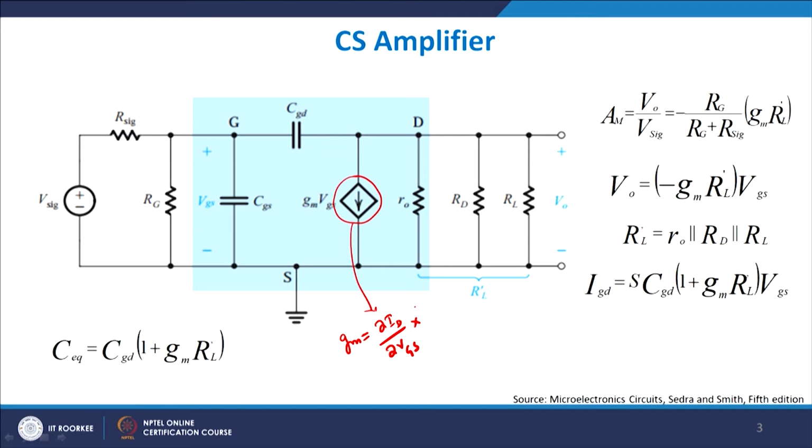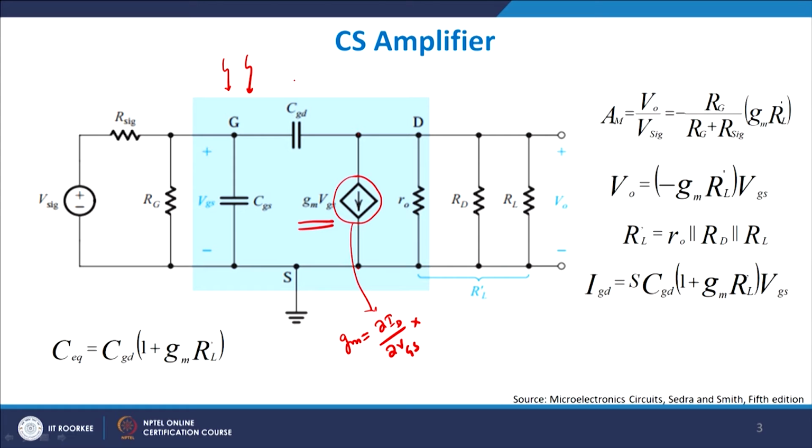So, if you multiply this with VGS, VGS gets cancelled out and we are left with the current source. Therefore, we have already discussed this point that gm multiplied by VGS will give me this current source here. Look at the input part first of all. We will look into the blue part just now.